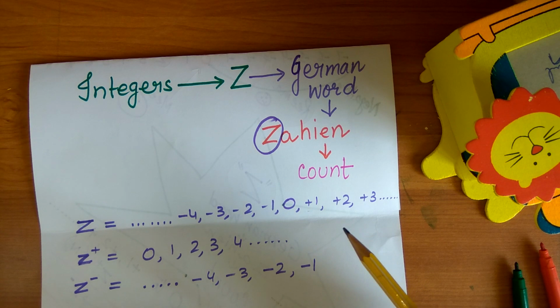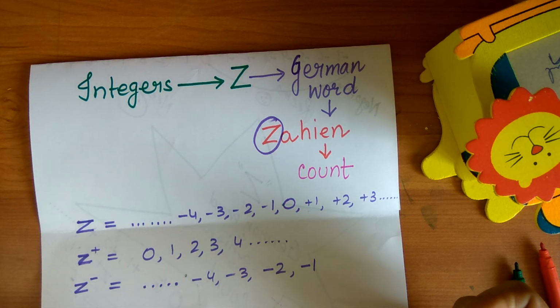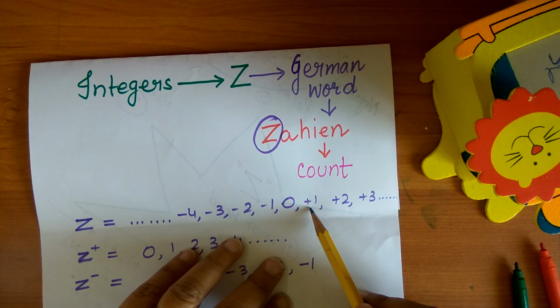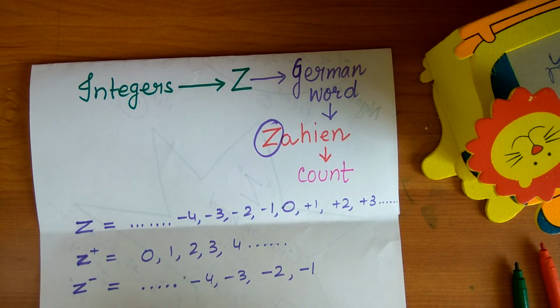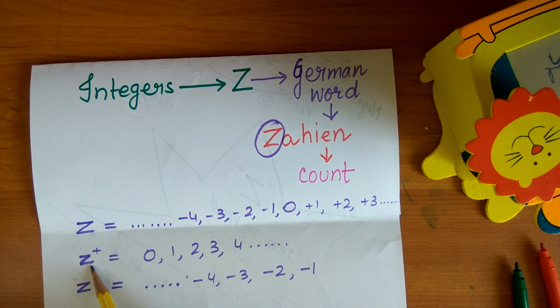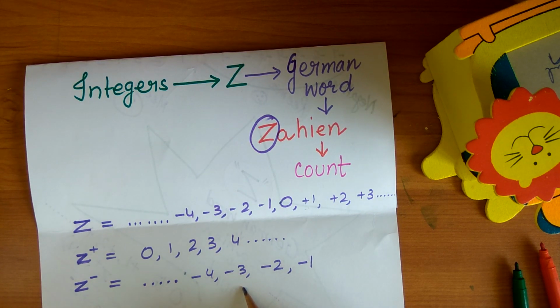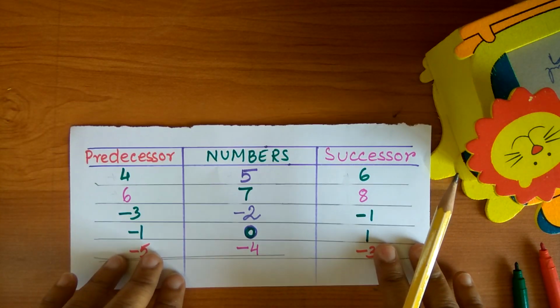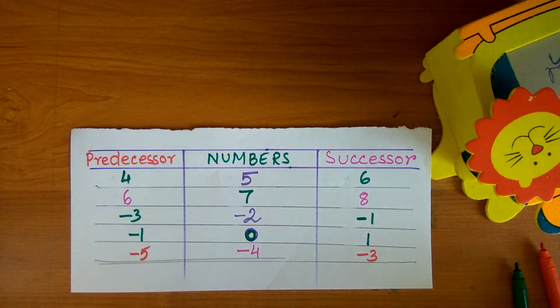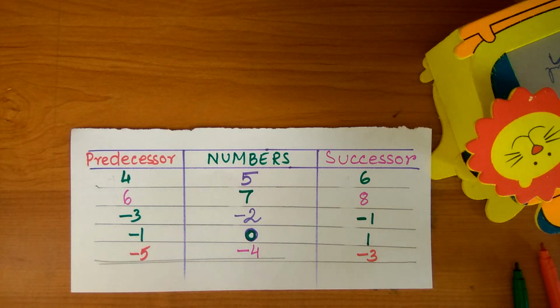We generally don't denote the positive integers with the plus sign. If there is no sign, it means it's a positive integer with a plus sign. And we represent it with Z positive. Similarly, the negative integers are represented with Z negative. Now, when we have the number line, we can also be able to say the successor and predecessor of a number.